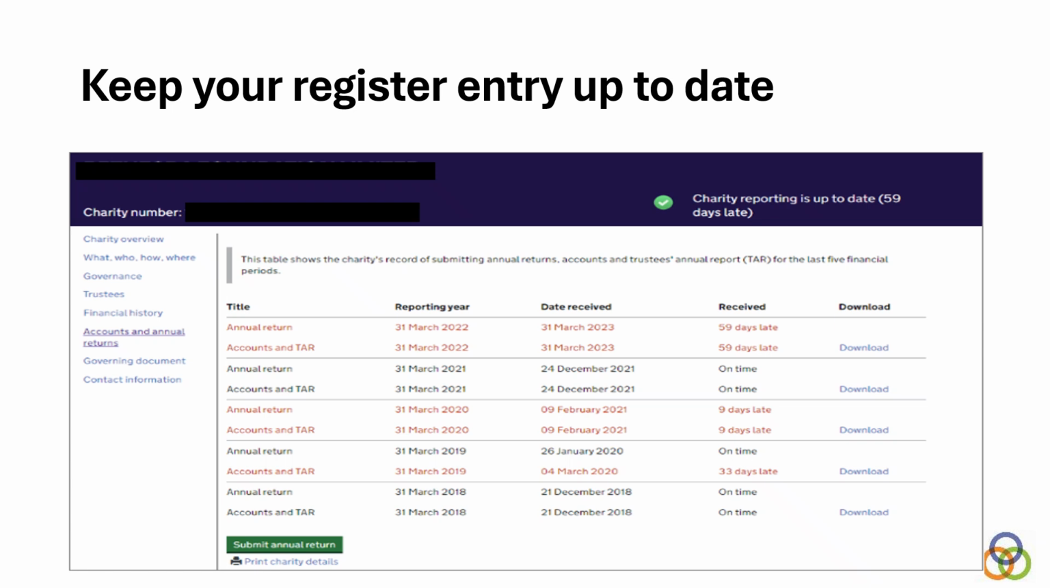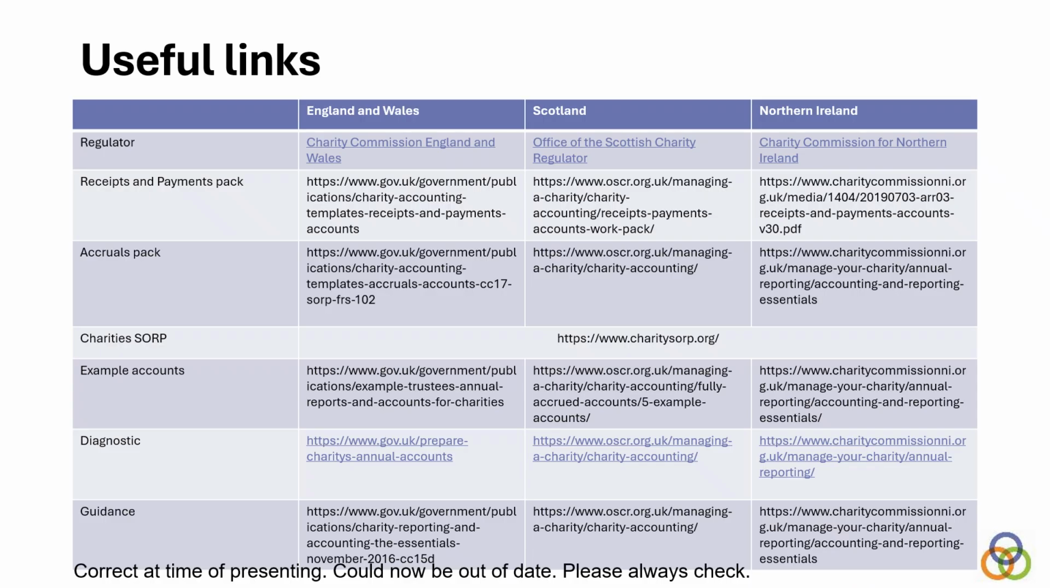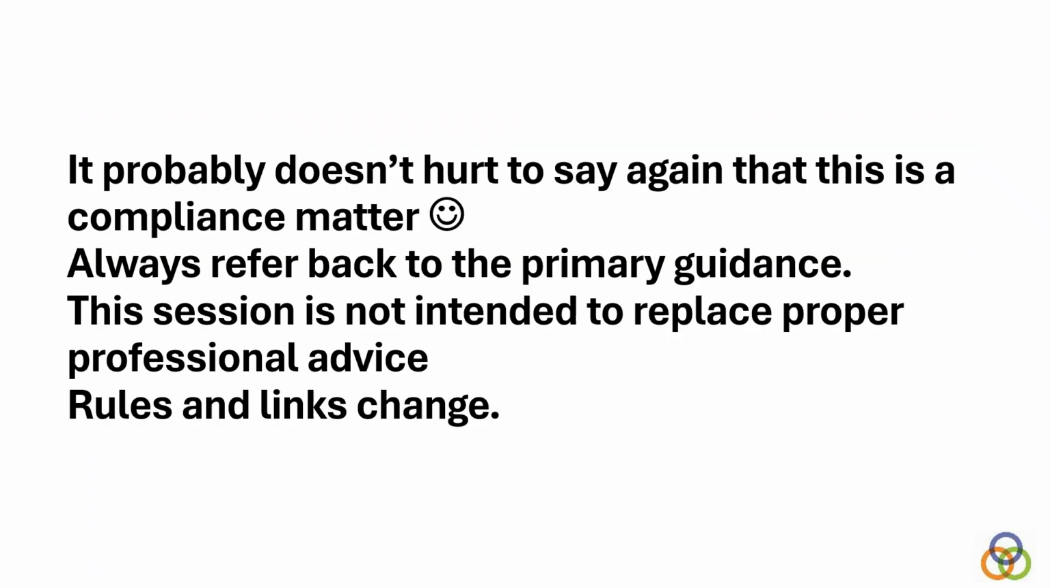This is what the Charity Commission register looks like for England and Wales when there is late filing, lots and lots of red. We don't want that. We want the big green tick in the top right corner, reassuring the reader or the researcher that we are up to date, but we don't want any of the red late filing. We want it all to be on time. And there's useful links there that you can get if you download the slides. And I think that's a whistle-stop tour. There's so much more we could say, but you know, who wants to sit through a video for hours?